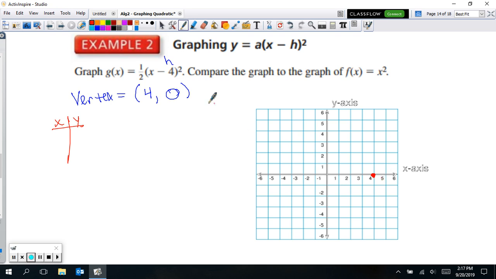1 times what? What's our number to multiply? Our A number? The half. What's 1 times a half? It's a half, right? So it tells me if I'm going to run 1, I'm going to go up a half. That's how far I go up. I can put a point right there. At 5, you're going to go up a half. So that means on the other side, if I run 1 this way, I'm also going to go up a half. So there's that point too.